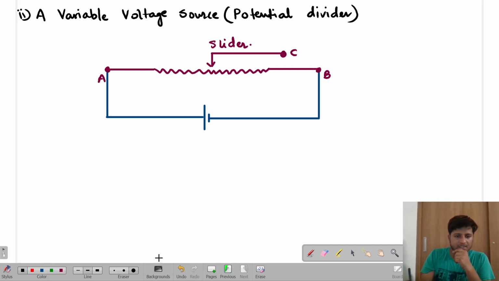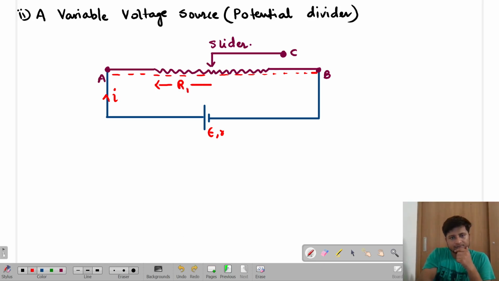So if some current I is moving, and this battery has EMF E and internal resistance r, the current goes this way. So what happens? The whole resistance will still not be counted, but only that resistance will be counted where the slider points. Where the slider points.